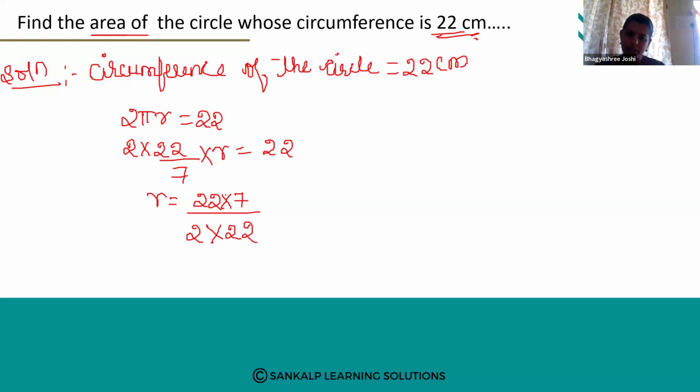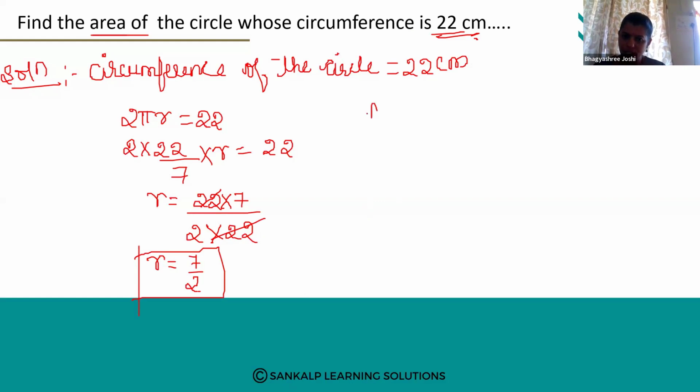2 into 22, so 22 and 22 will get cancelled. What you will get? R is equal to 7 divided by 2. This is the value of radius R. By using this radius, we can find out the area.